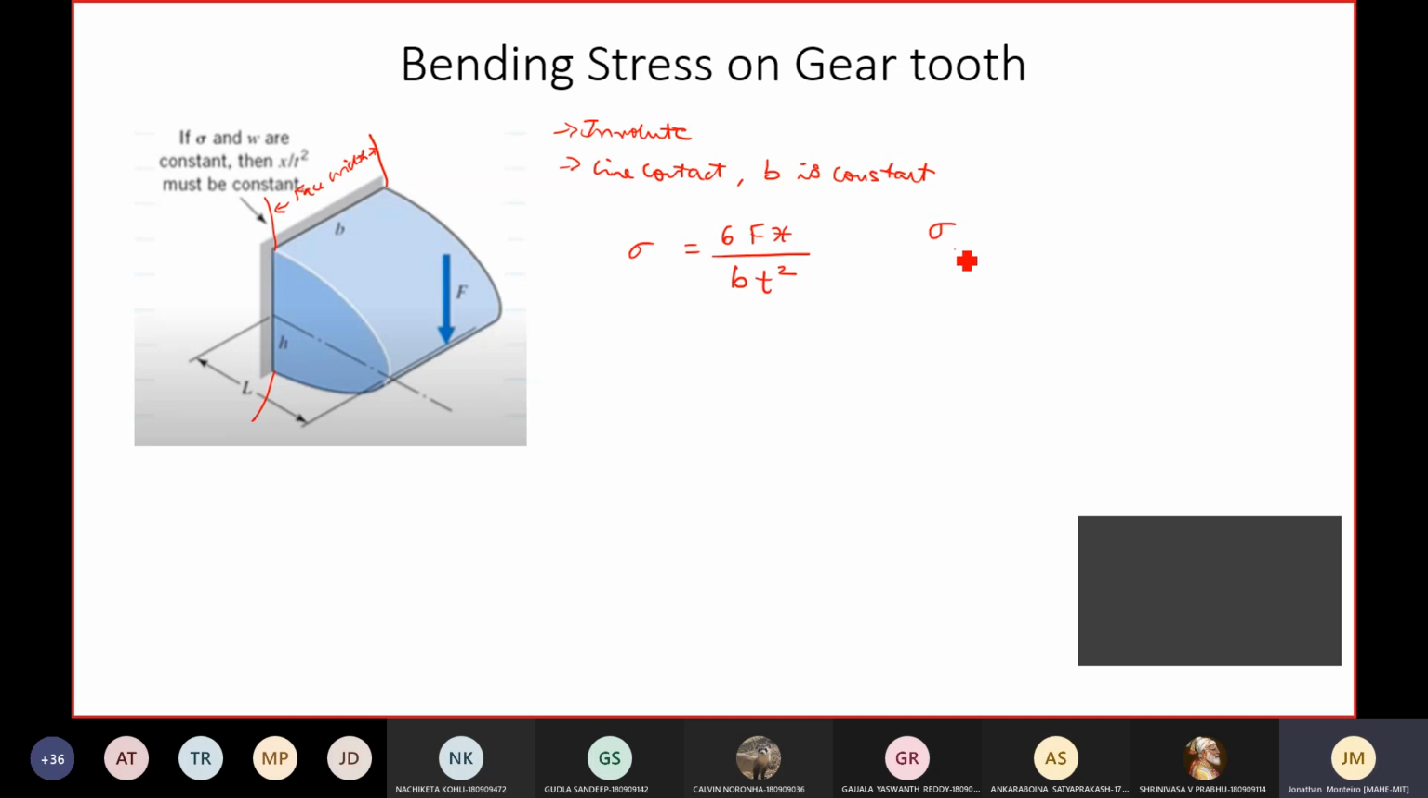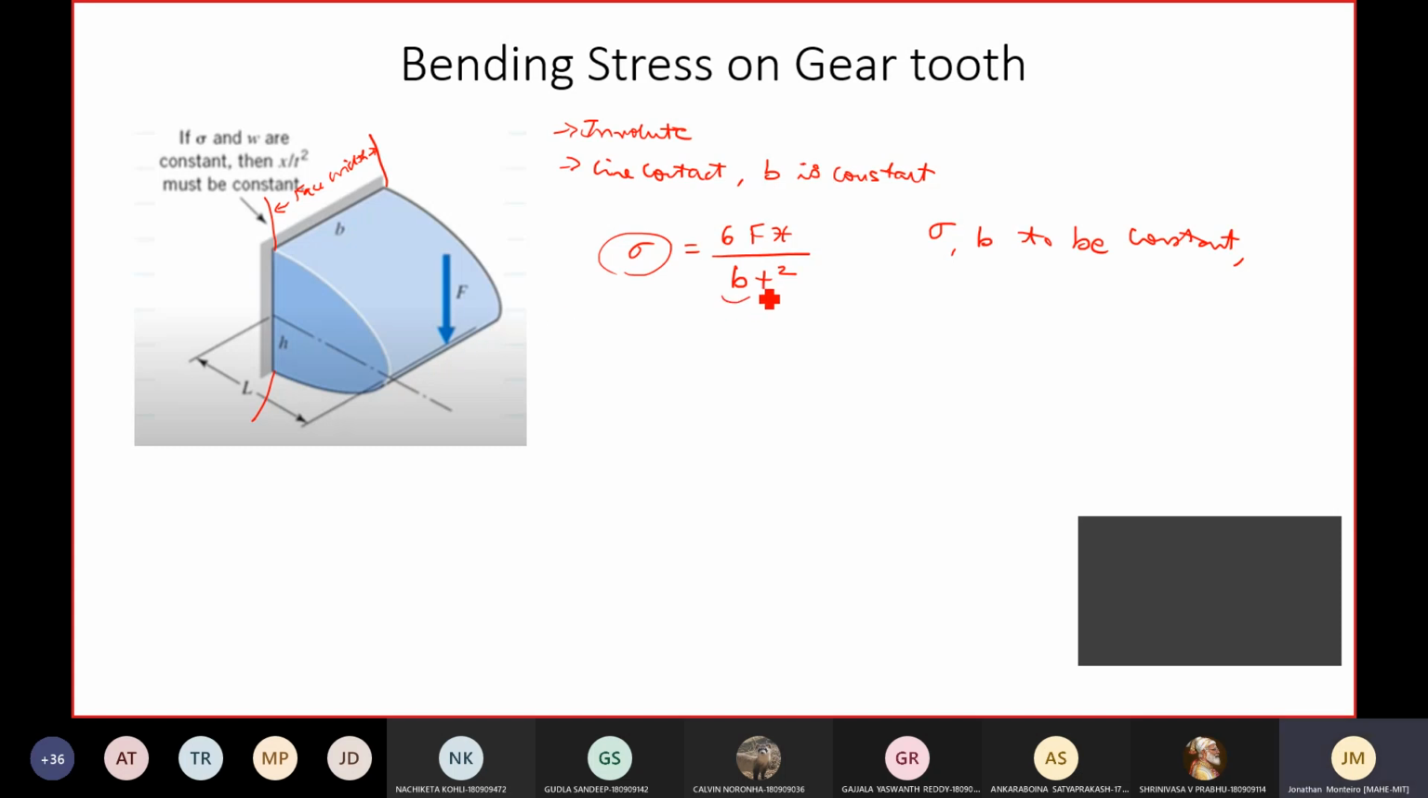Now you want sigma and B to be constant. Then what is the condition? You want uniform strength. It is not that it should have great strength at the root and very little strength at the tip. You want a gear tooth, a cantilever beam, such that wherever you apply the load, it has equal stresses on its body. Only then is there some equalization of stresses.